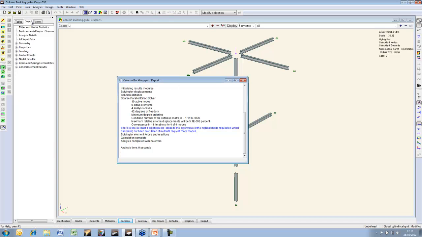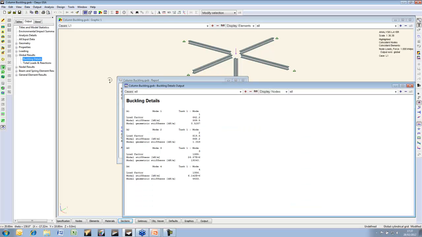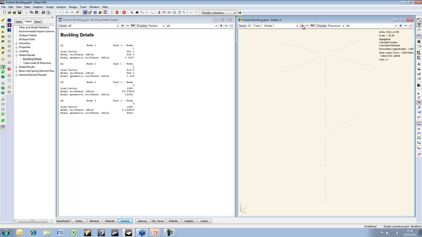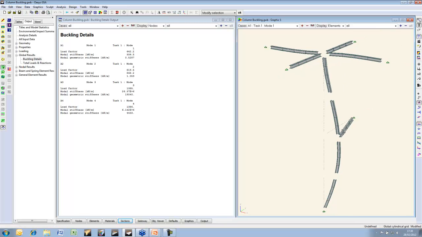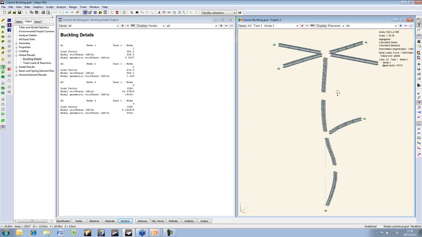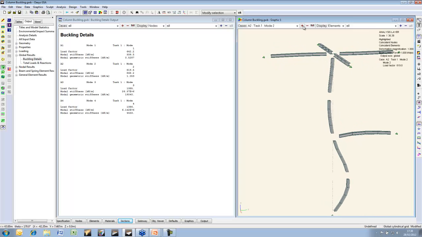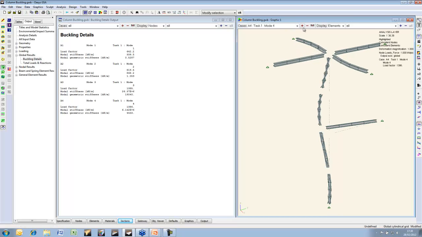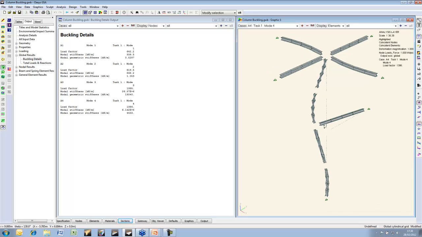Let's have a look at the buckling details. Tap that to the left, tap that to the right, and we see we've got load factors of 642, 819, 1385, 1386. Now these two are very close. Now let's look at the deflection. Mode 1, that looks quite sensible, a nice major axis bending. Mode 2, minor axis bending, that's good. Mode 3, oh dear, we've got a strange torsional failure, and mode 4 likewise a strange torsional failure. Now those are nonsensical buckling modes.